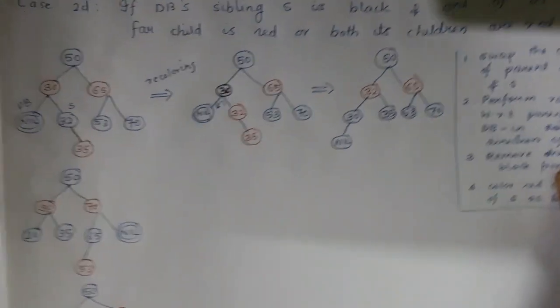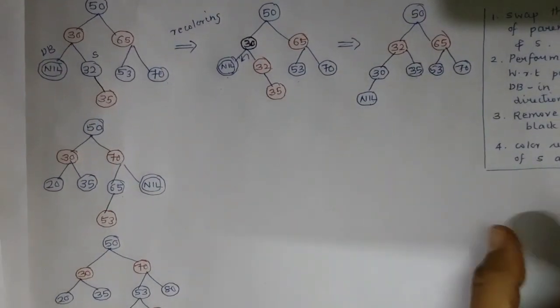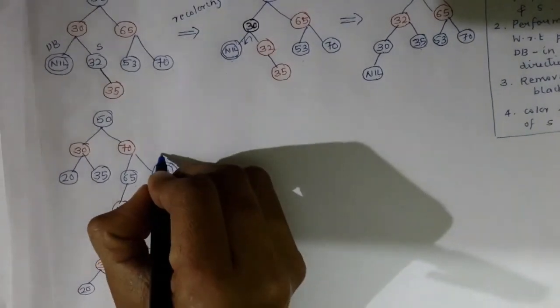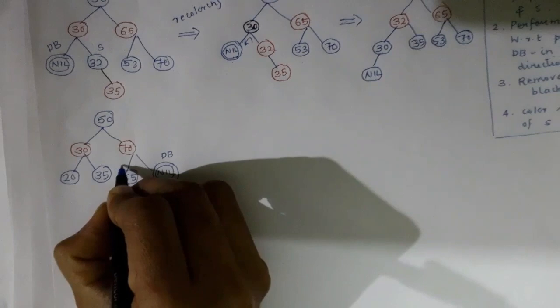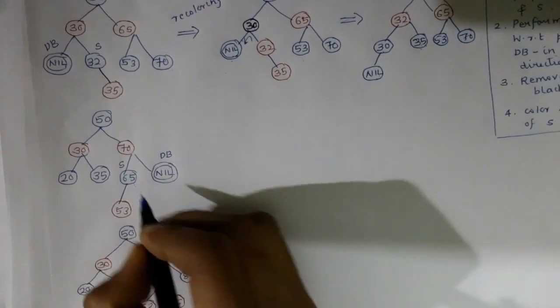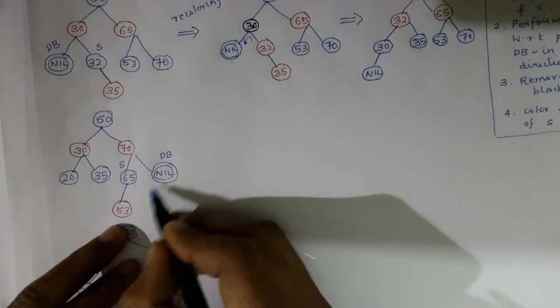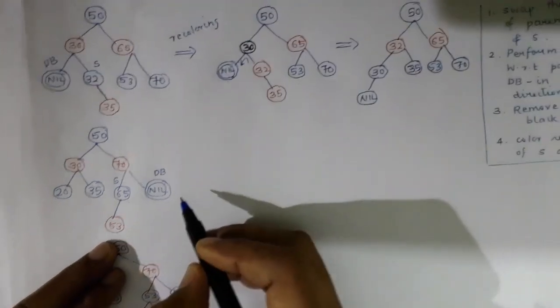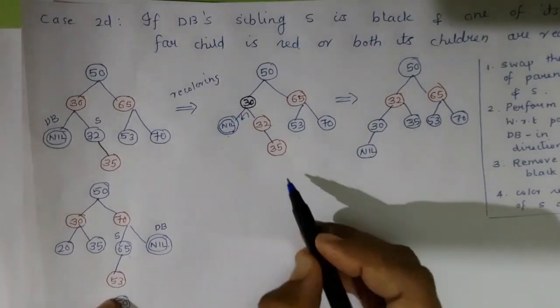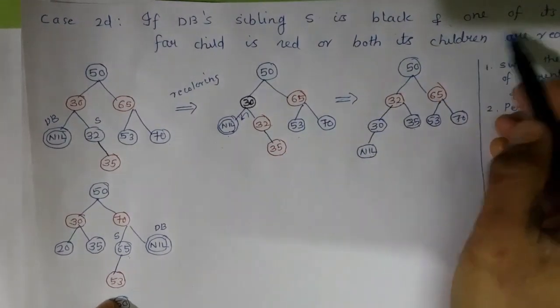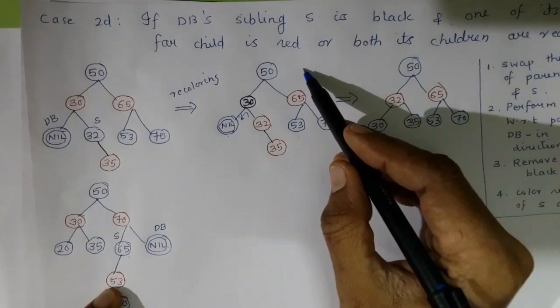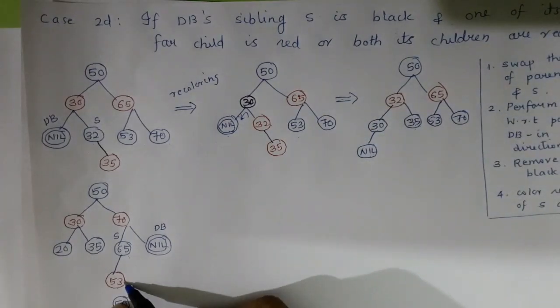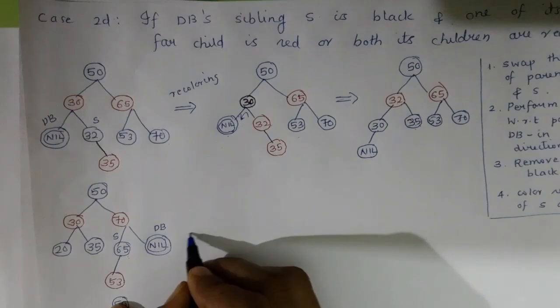Then take the second case. In this example, the DB is this node and S is node 65. And here the far child is 53 and it is a red node. So we have the same case: DB's sibling S is black and its far child is red. So first we recolor.